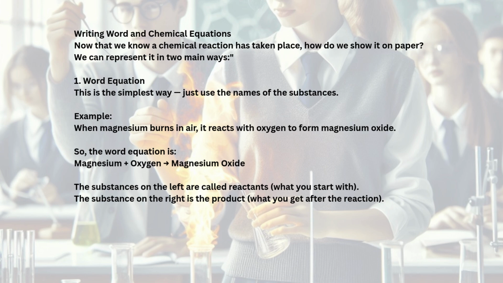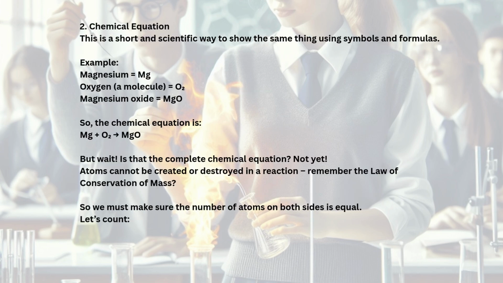Next, chemical equation. This is a short and scientific way to show the same thing using symbols and formulas. Example: magnesium, Mg. Oxygen, a molecule, is O2. Magnesium oxide is MgO. So, the chemical equation is Mg + O2 → MgO. But wait, is that the complete chemical equation?